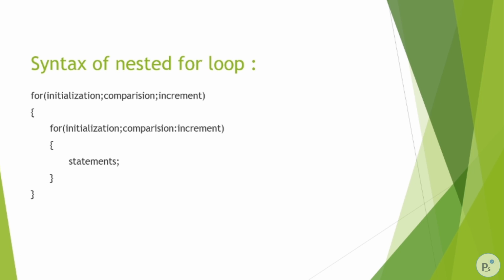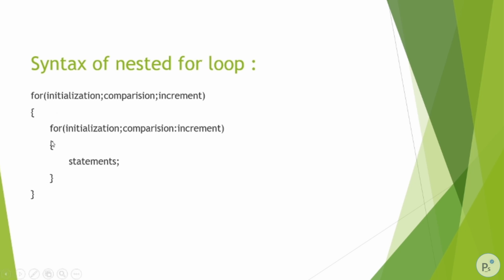This is the syntax of a nested for loop. As we have talked about previously, the simple for loop syntax is initialization, semicolon, comparison, semicolon, increment operation. In curly braces, there is another for loop of the same syntax, with initialization, comparison, and increment, and those statements are executed for that for loop.